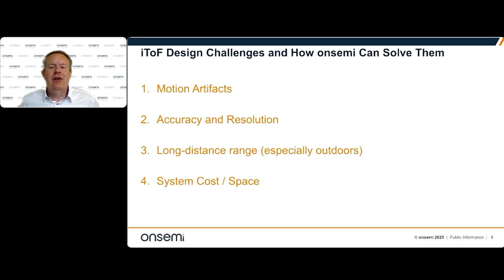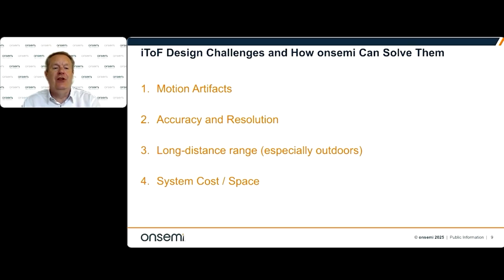So then we're getting down to these design challenges, and how can onsemi solve them? We certainly can with Hyperlux ID. First, motion artifacts. In today's iToF, there are many motion artifacts, and I'll explain how you can get blurring with today's iToF and how we overcome that. Accuracy and resolution: I'll explain how we overcome the resolution aspect with our 1.2 megapixel global shutter sensor, and our excellent accuracy and how we're able to get there.